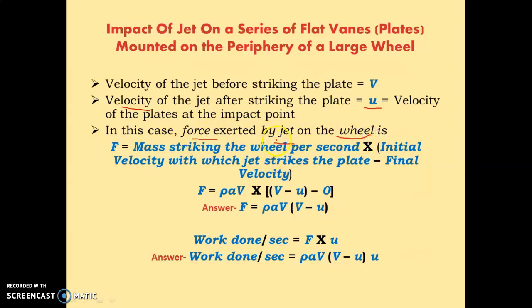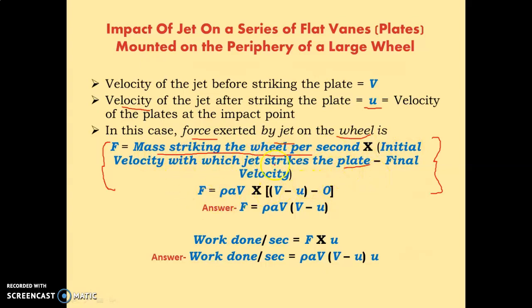Now in this case, the force exerted by the jet on the wheel, not a single plate, by the jet on the complete wheel, is the mass striking the wheel per second multiplied by the initial velocity with which the jet strikes the plate, not the wheel, the plate, minus the final velocity.